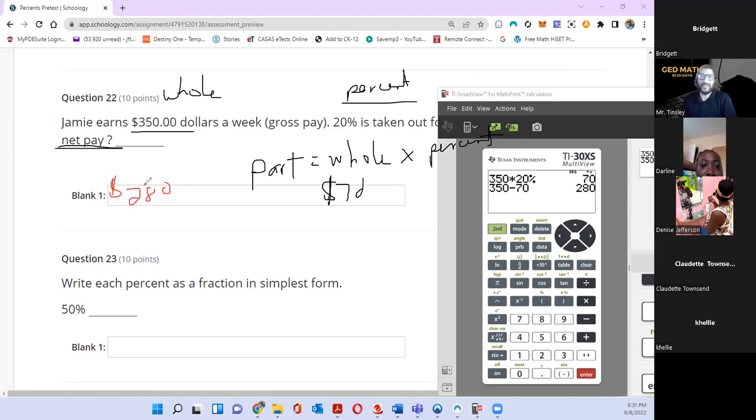Now, this is how I explain it in my book. I explain it a little bit differently. Watch this. I'm going to show you a one-step problem. If 20% is taken out of my check, what percent do I still have left? 80%. Watch this. 350 times 80%. I'm done. That's quicker.